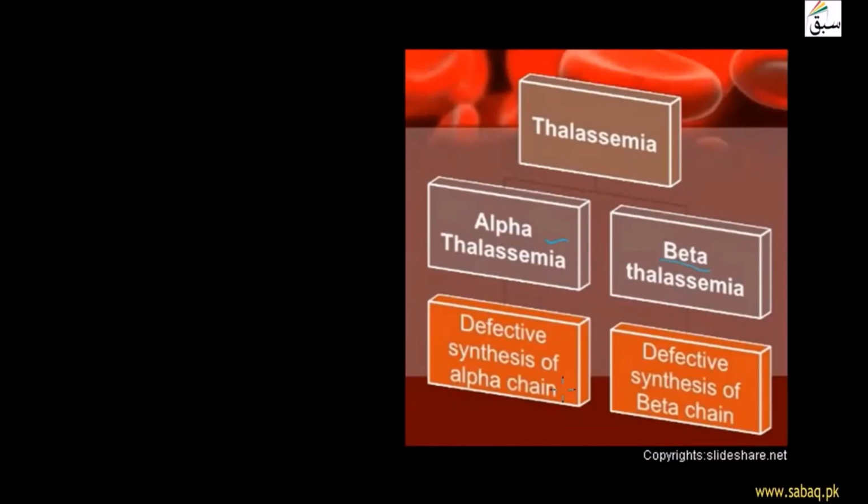Alpha is the name of the two specific same kinds of chains, and beta is the name of the two other same kinds of chains. Now, until and unless these four kinds of chains are linked together, a globular protein, that is hemoglobin, will not be formed.